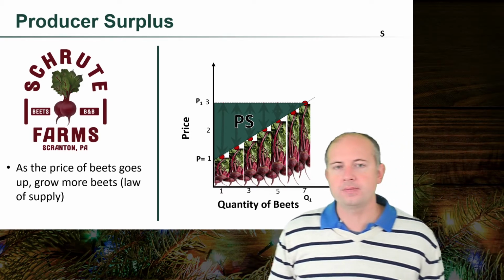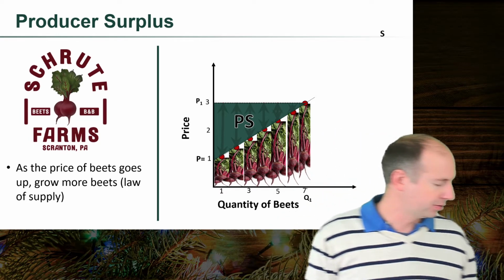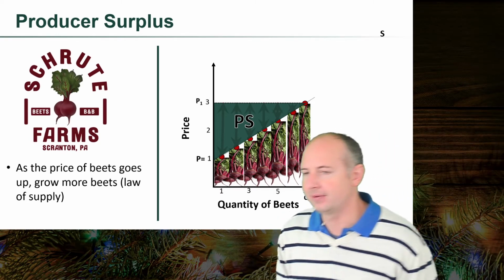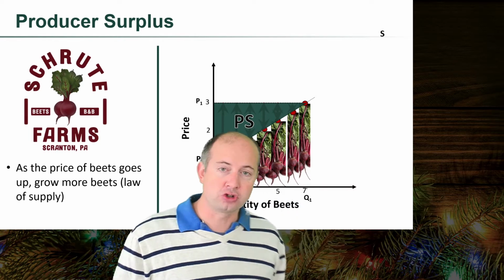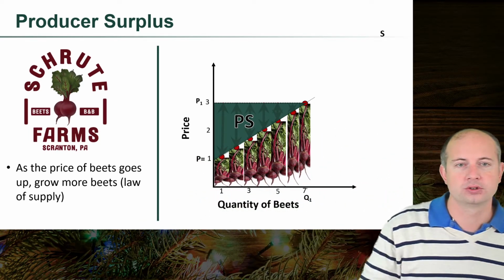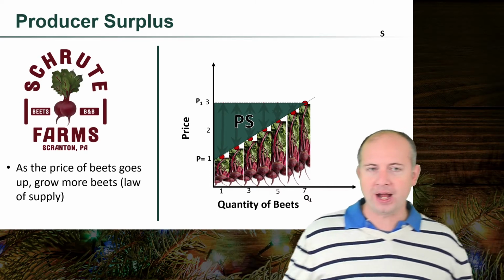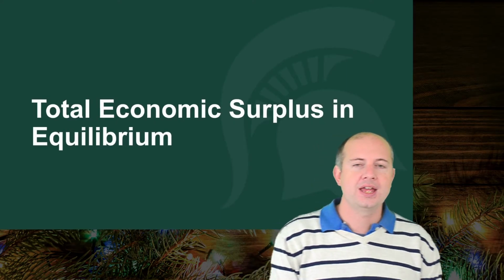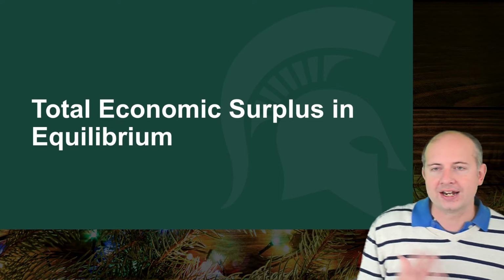So now we've learned about consumer surplus, and we've learned about producer surplus. Now let's think about putting them together. We said that if we care about total wealth created by a market, we want to think about both consumers and producers. So let's combine producers and consumers, and that is what we call total economic surplus.